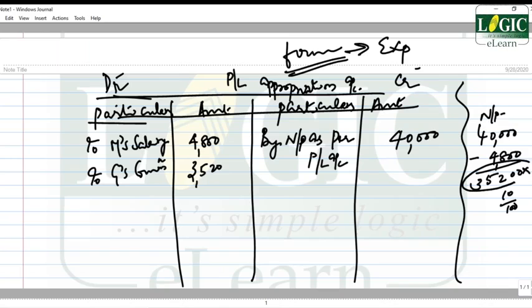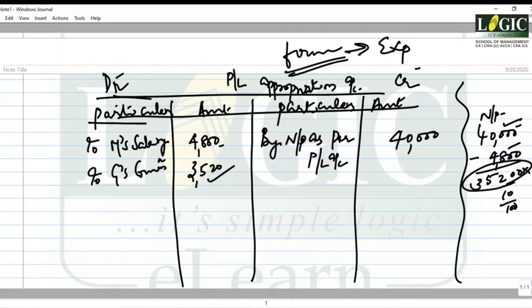Okay, 35,200. 40,000 is the net profit. Girish is to be given commission upon the profit after deducting Manish's salary. So if 40,000 is the profit, 4,800 is Manish's salary. What remains is 35,200. Upon that 10 percent, that is why 3,520 is Girish's commission. Okay.